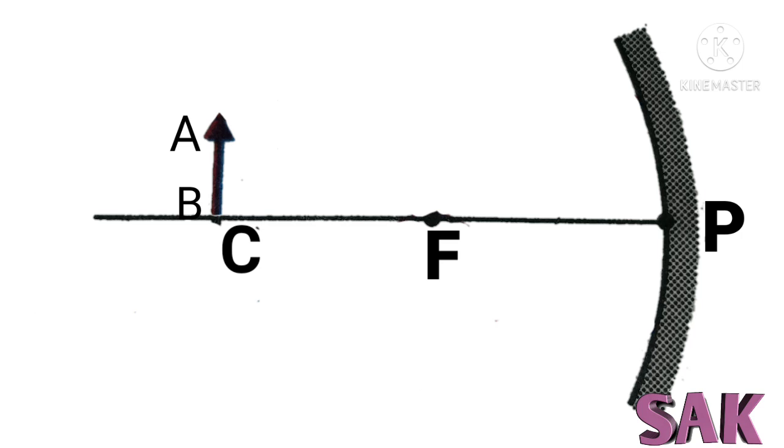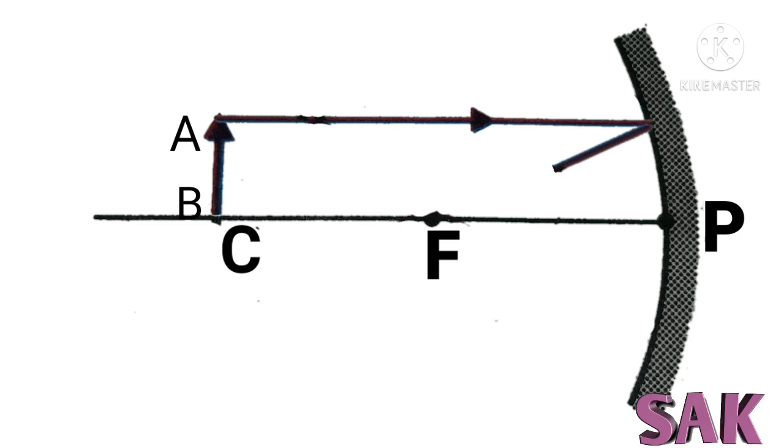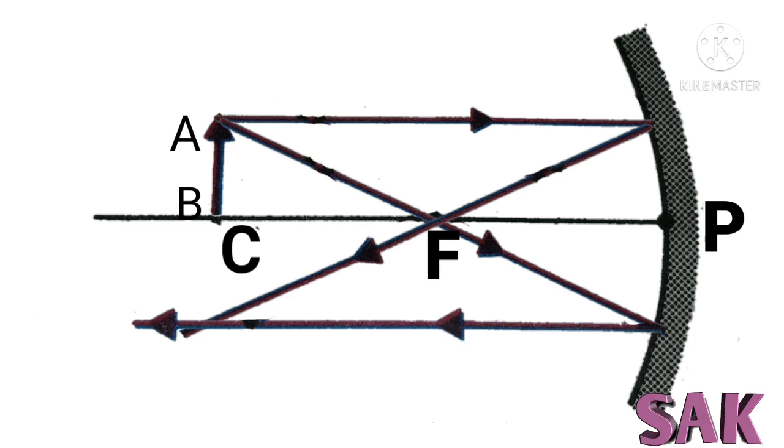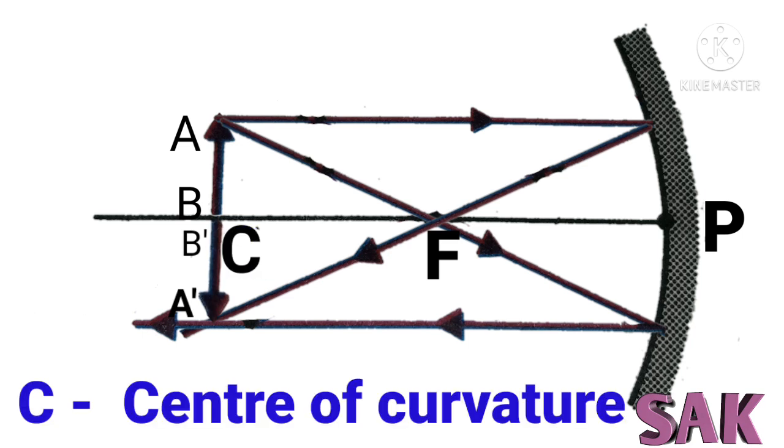A ray parallel to the principal axis after reflection will pass through the principal focus. A ray passing through the principal focus after reflection will emerge parallel to the principal axis. Image is formed at the point of intersection of these two rays, means at C real, inverted and of the same size image is formed. C is called center of curvature.